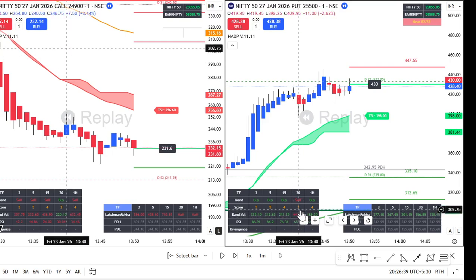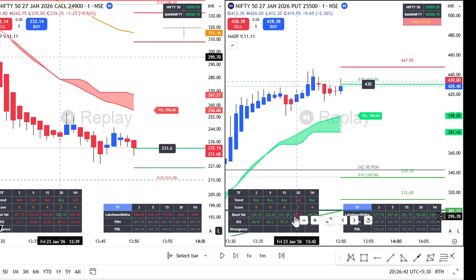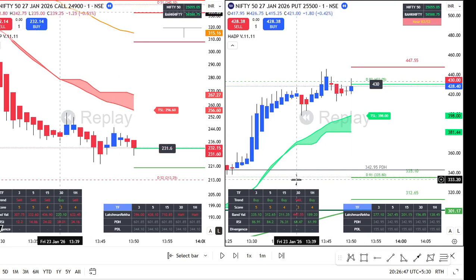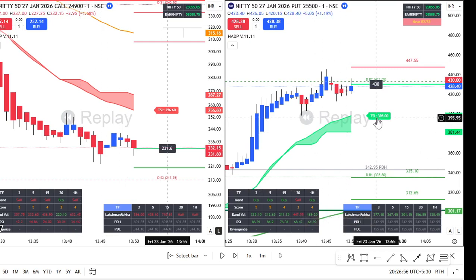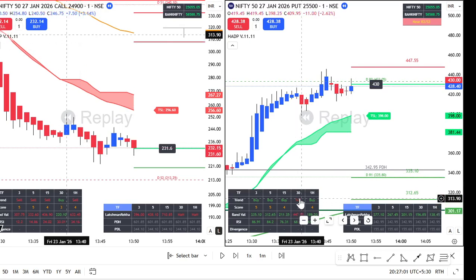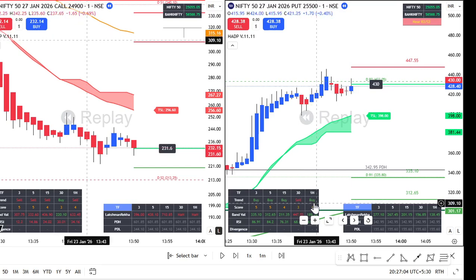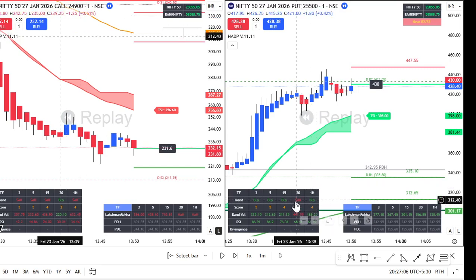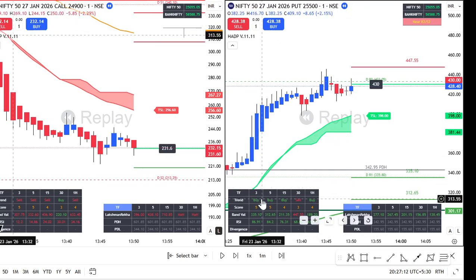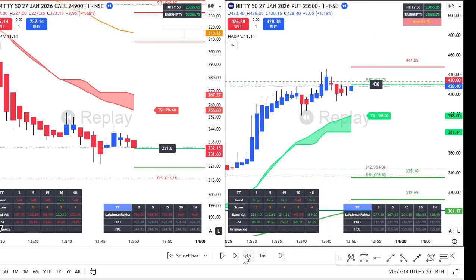So unless a 30 minute candle closes above this 447.5, you can see 30 is in sell and it is at 447.5. Unless a 30 minute candle closes above 447.5, this will not change to a buy. But 1 hour is already into buy. So only 30 minutes is against the trend now. All 3 minutes, 5 minutes, 15 minutes, 1 hour, everything is aligning with the put trend. Now let's see what happens.